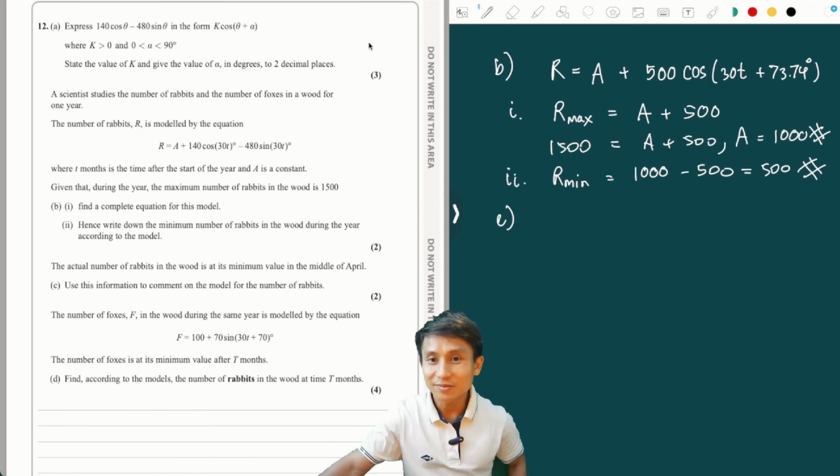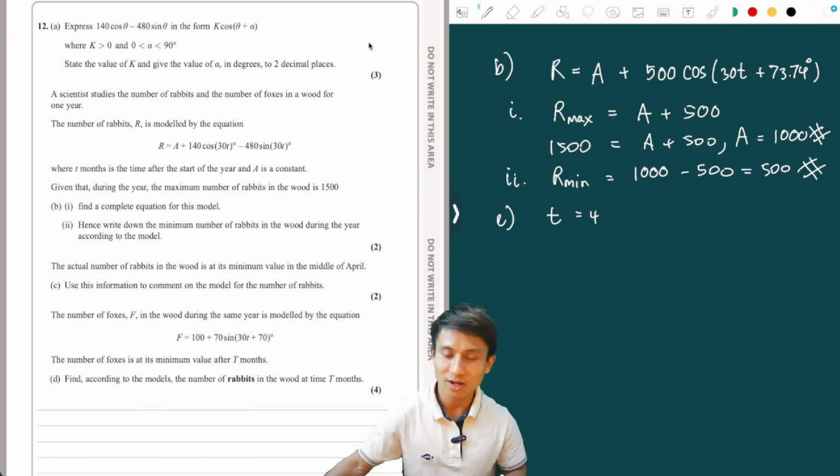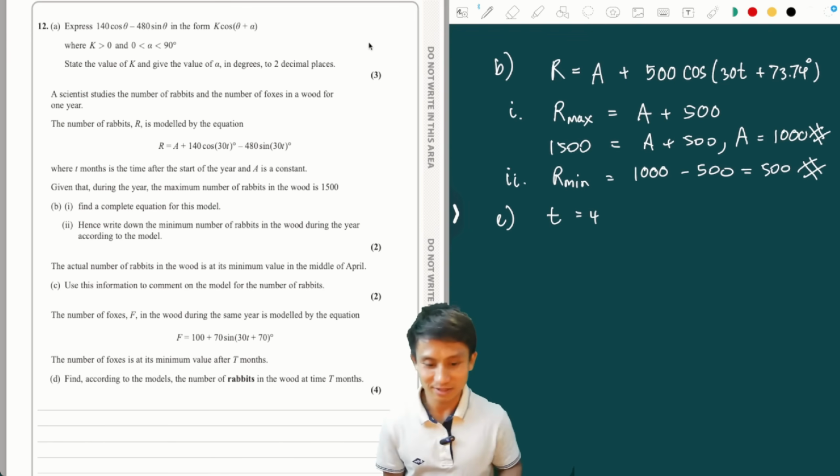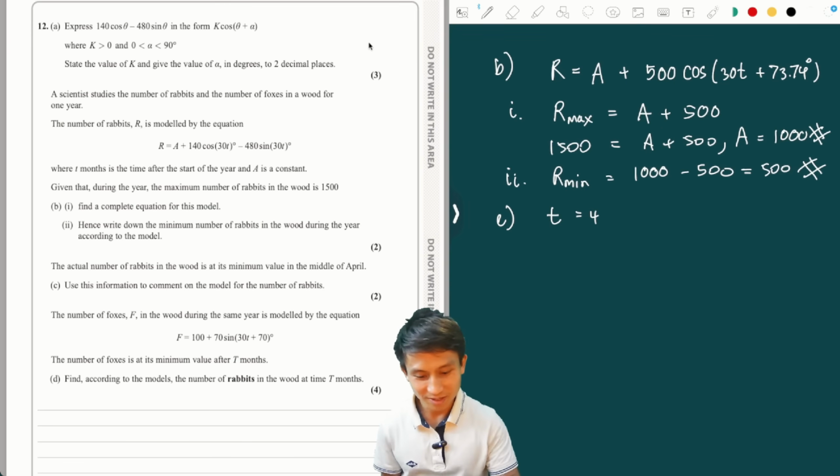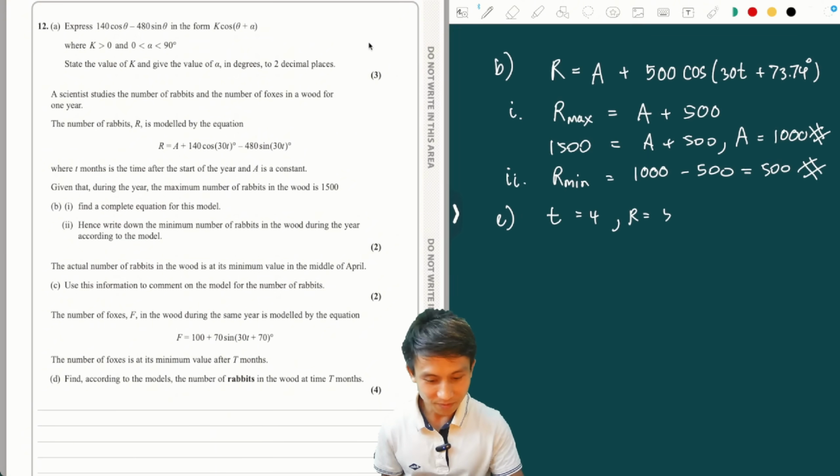Wait, what is T again? T is months. T months is the time after the start of the year. So in this case, T is about the end of April would be 4, right? T is about 4. Okay, sorry. We need to substitute 4 in. So if T equals 4, then R equals, what is A again? 1000 plus 500 cos 120 plus 73.74 there.